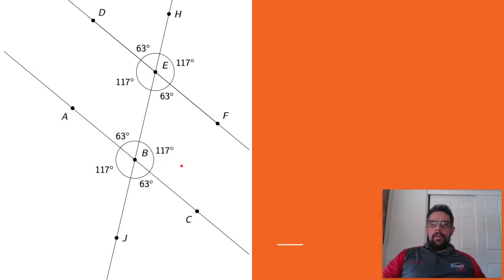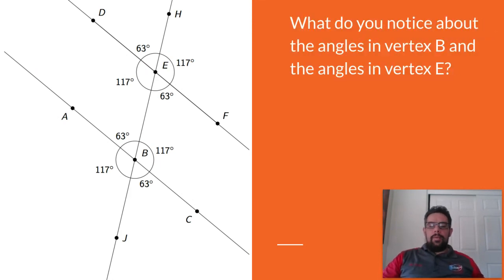Okay, and now in this diagram, I want you to look at it. What do you notice about the angles at vertex B and the angles at vertex E? You should notice that the angles are exactly the same, and basically in the same position. 63 and 63, 117 and 117. So the angles are the same.